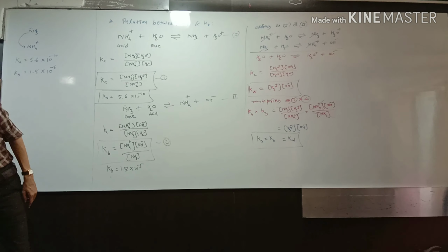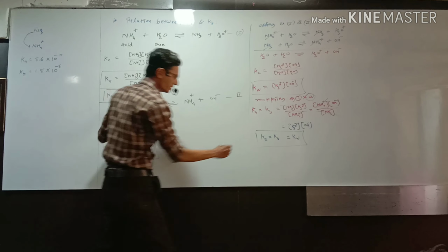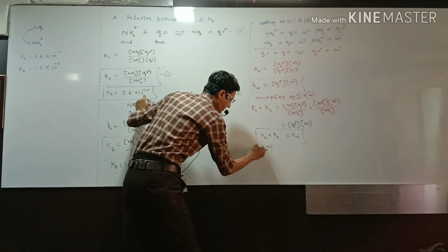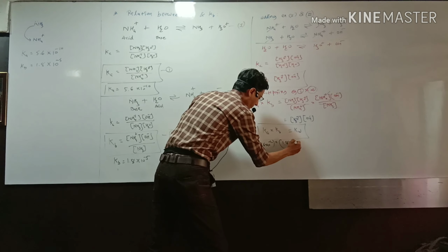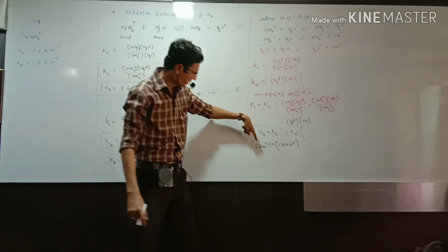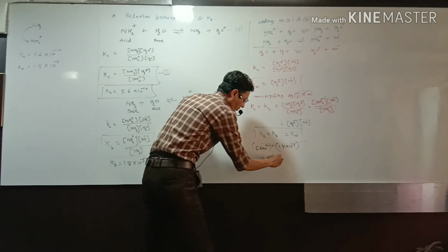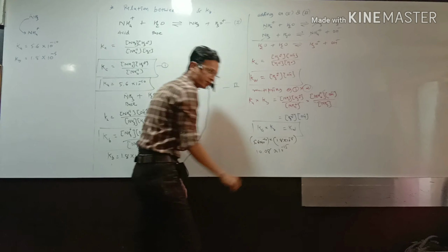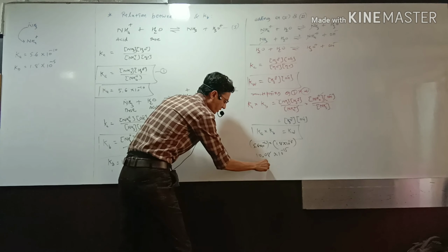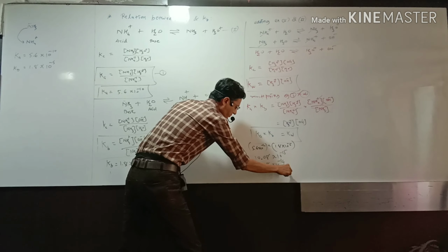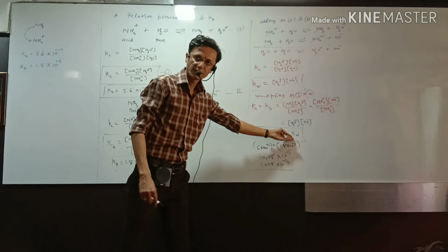Let us check. The value of Ka is 5.6 into 10 raised to minus 10, multiplied by Kb, which is 1.8 multiplied by 10 raised to minus 5. Now multiply 5.6 with 1.8. That gives 10.08 multiplied by 10 raised to minus 15. If we move this decimal point towards the left, it becomes 1.008 into 10 raised to minus 14, which is approximately 1 into 10 raised to minus 14, the value of Kw.